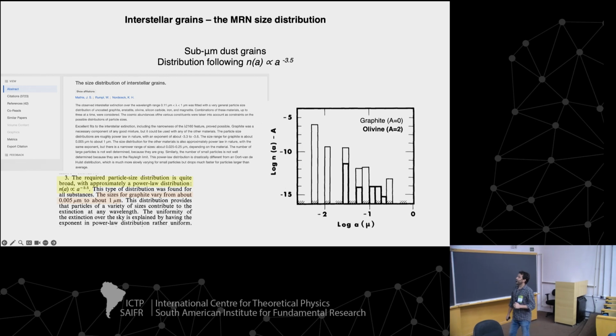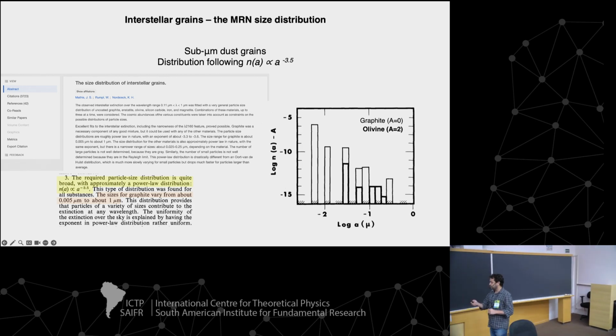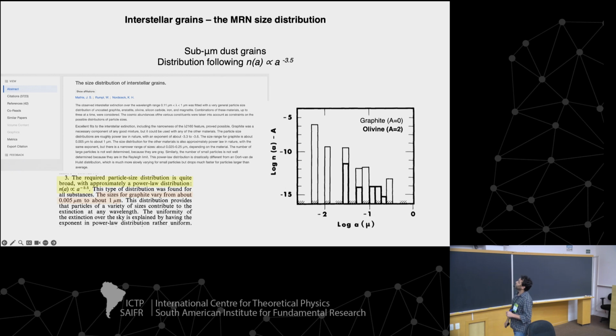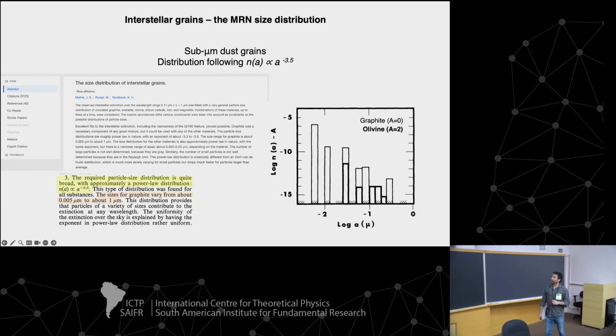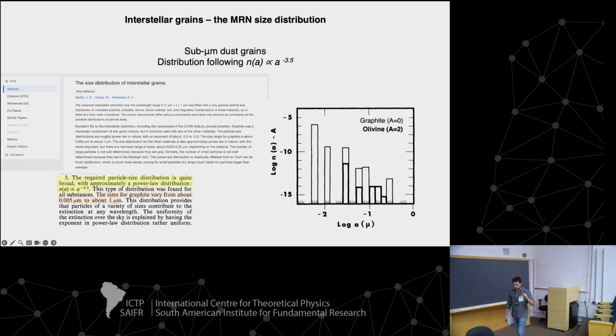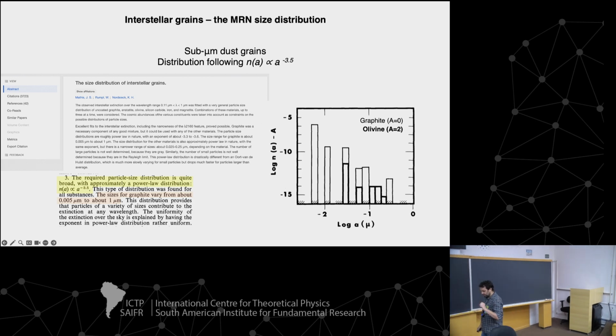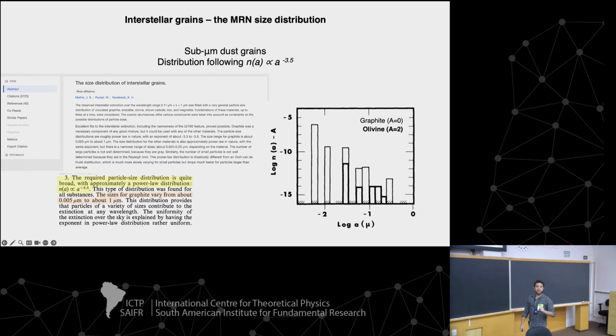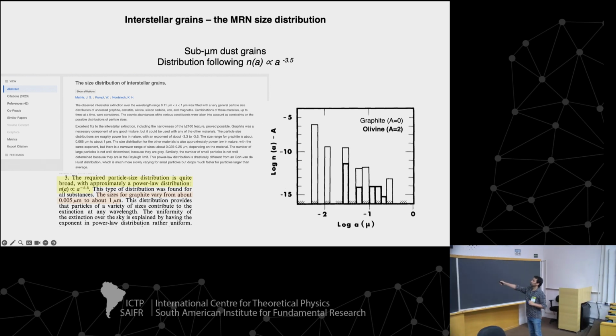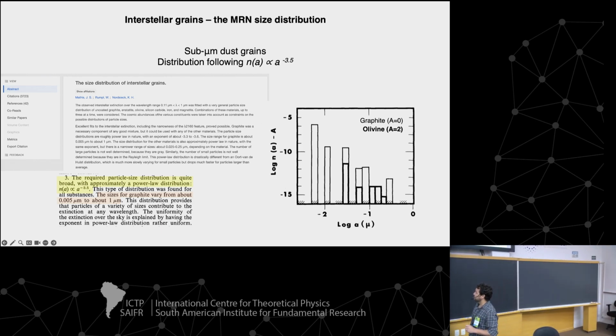We call this the MRN distribution, after the initials of the first authors here, Mathis, Rumpl, and Nordsieck. What they did here is to find out what types of dust grains explain the extinction in the interstellar medium. And what they find is this power law distribution here. They tried two different types of grains of different composition. You see here graphite and olivine. They differ by this quantity a here, but they both follow this power law of index minus 3.5. a here is the size of the dust grains.